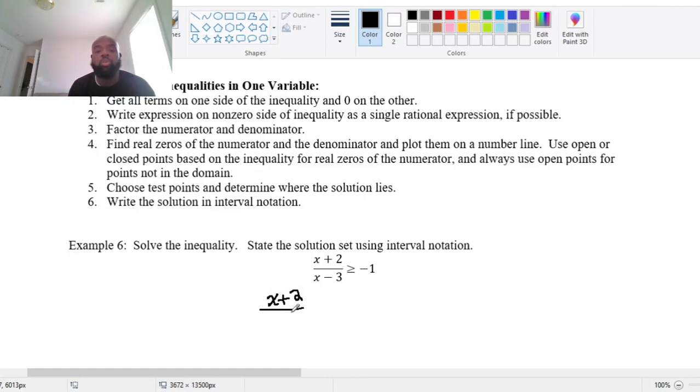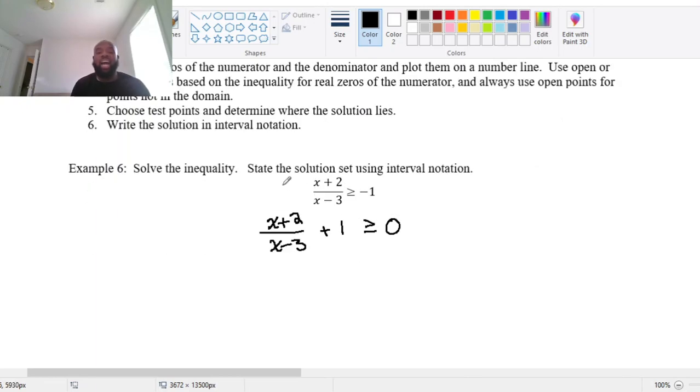So I have x plus 2 over x minus 3. I add 1 to both sides, so that's plus 1 is greater than or equal to 0, right? What we're going to do on this side right here, where all of my variables and terms are, is we're going to write this as a single rational expression.